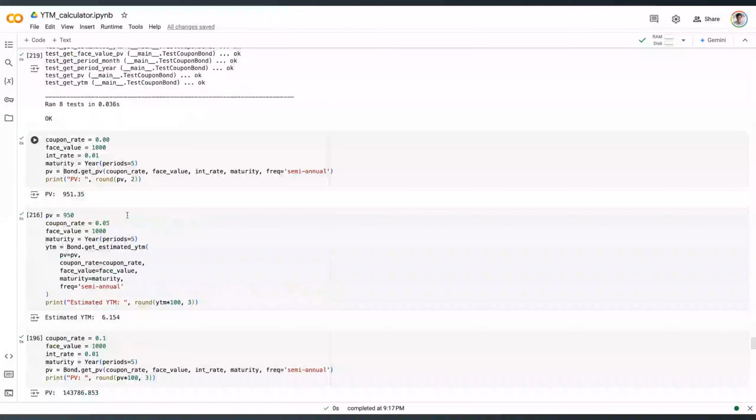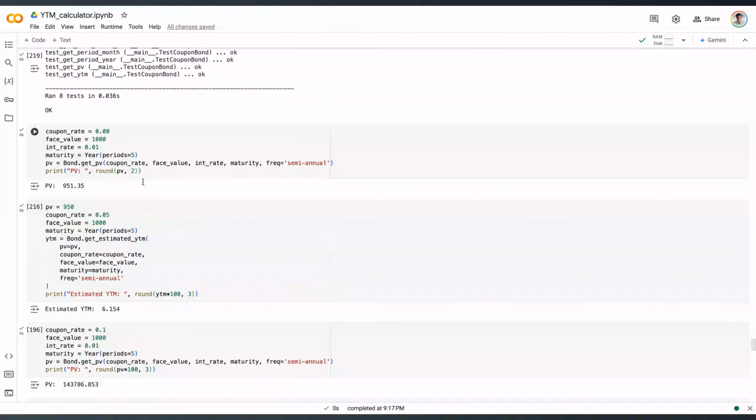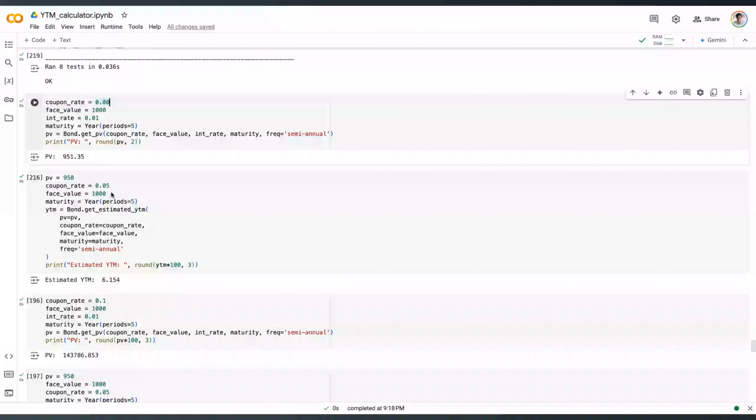Okay, let's look at the different examples. So here I'm trying to find the present value of a coupon bond with the semi-annual frequency. And by running this, I get $951 for something that has this coupon rate and has this interest rate. In this case, I have no coupon payments because this is 0, and I have the maturity of 5 years.